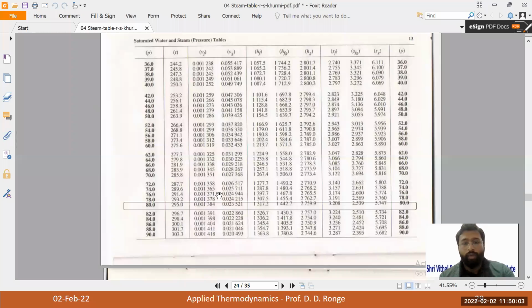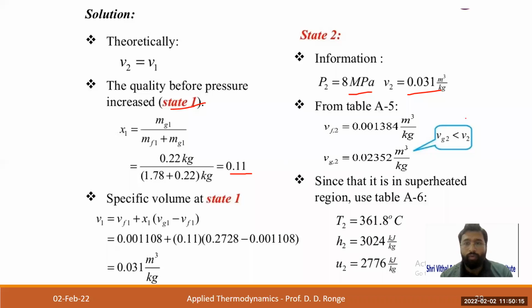Okay, so as you can see here, it is 80 bar. At 80 bar, VF is 0.001384, VG is 0.023. The specific volume that we got is 0.031. Now see the values of VF and VG, and see the value of V2. So V2 value is greater than VG. Okay, so in the second case, the quality of steam is superheated.